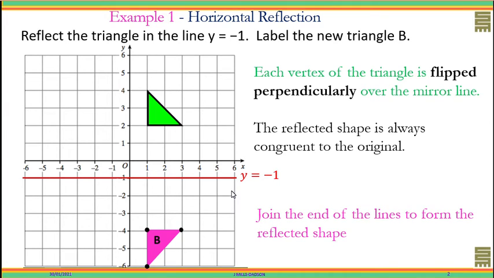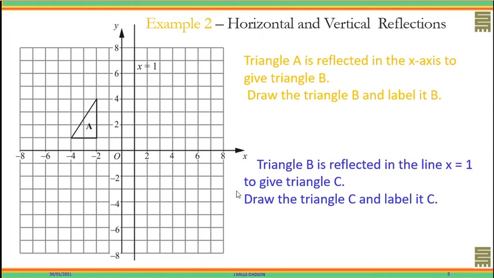Let's look at the second example. Here we're going to do 2 reflections. First is to reflect triangle A in the x-axis, and we call it triangle B. Then from triangle B, reflect in the line x equals 1 and call it triangle C. So let's do it in steps. First is to reflect A in the x-axis and call it triangle B.